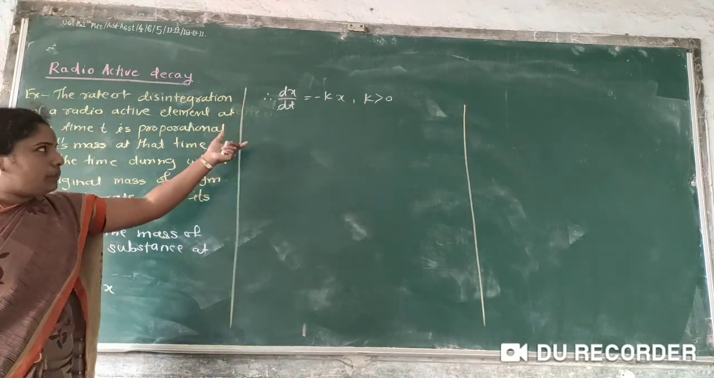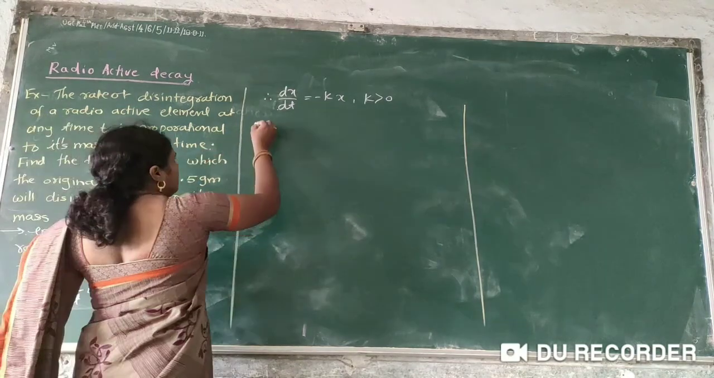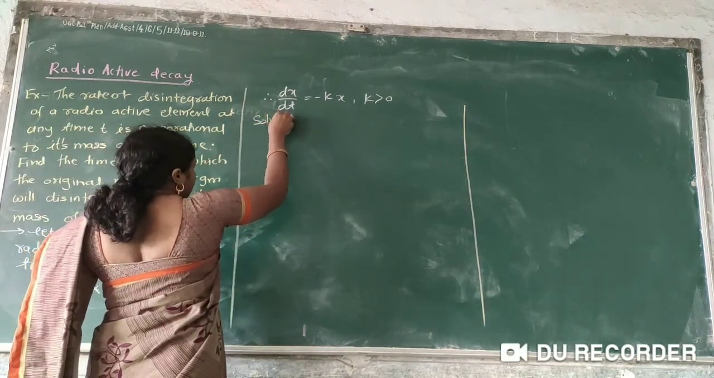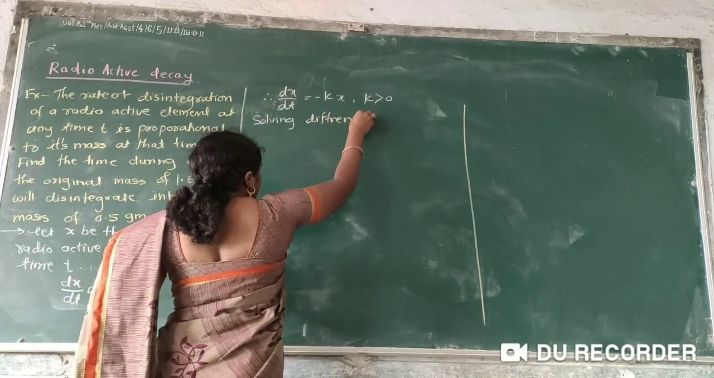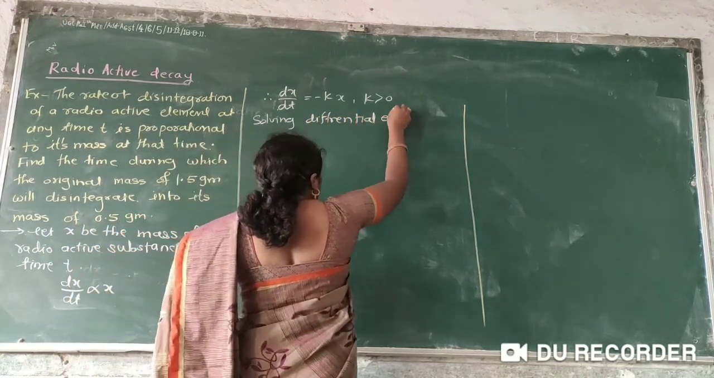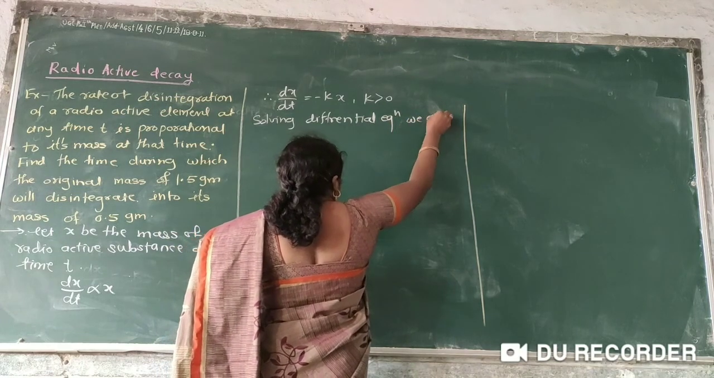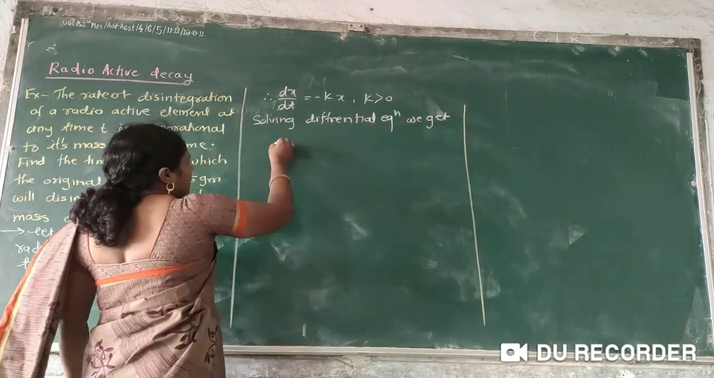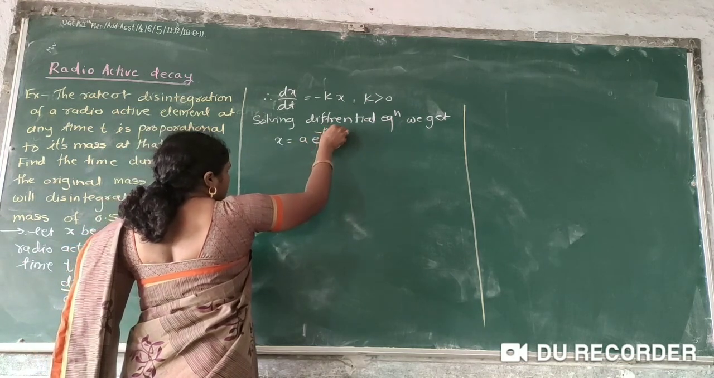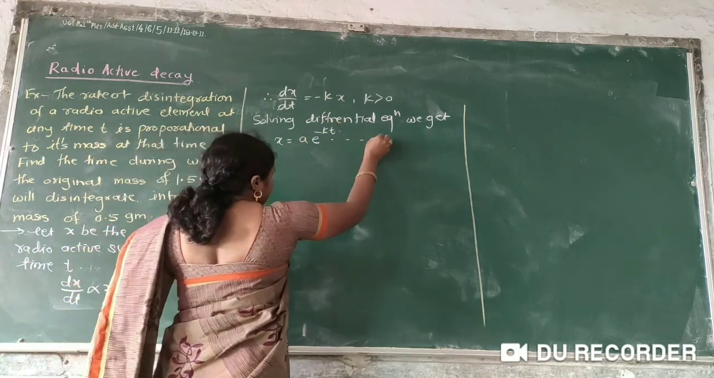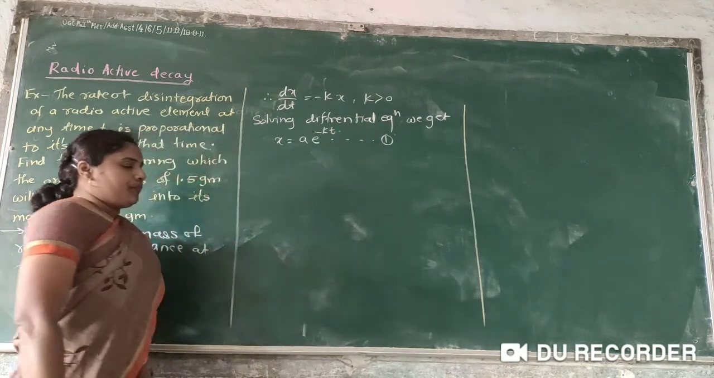Solving this differential equation, in the theory part we know the equation. Solving the differential equation, we get x is equal to a into e raised to minus kt. Suppose this is equation 1.